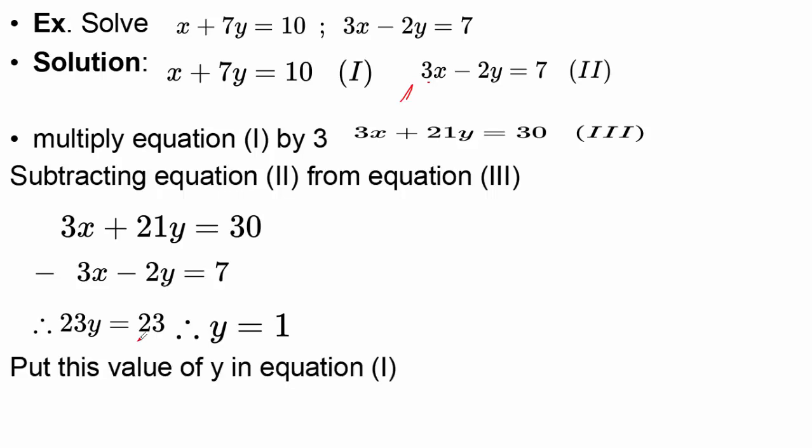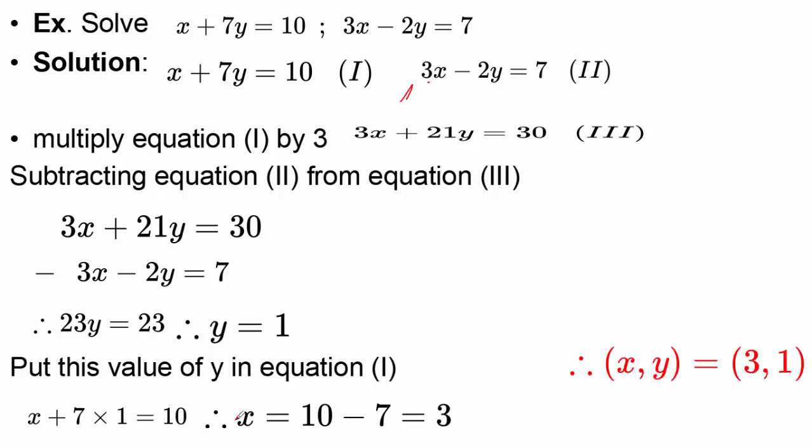We shall put this value of y in equation 1. x plus 7 into 1 equal to 10. That is nothing but x plus 7 equal to 10. And if we transfer 7 to the right hand side, we will get x equal to 10 minus 7. 10 minus 7 is 3, and hence (x, y) equal to (3, 1) is the solution of the system.